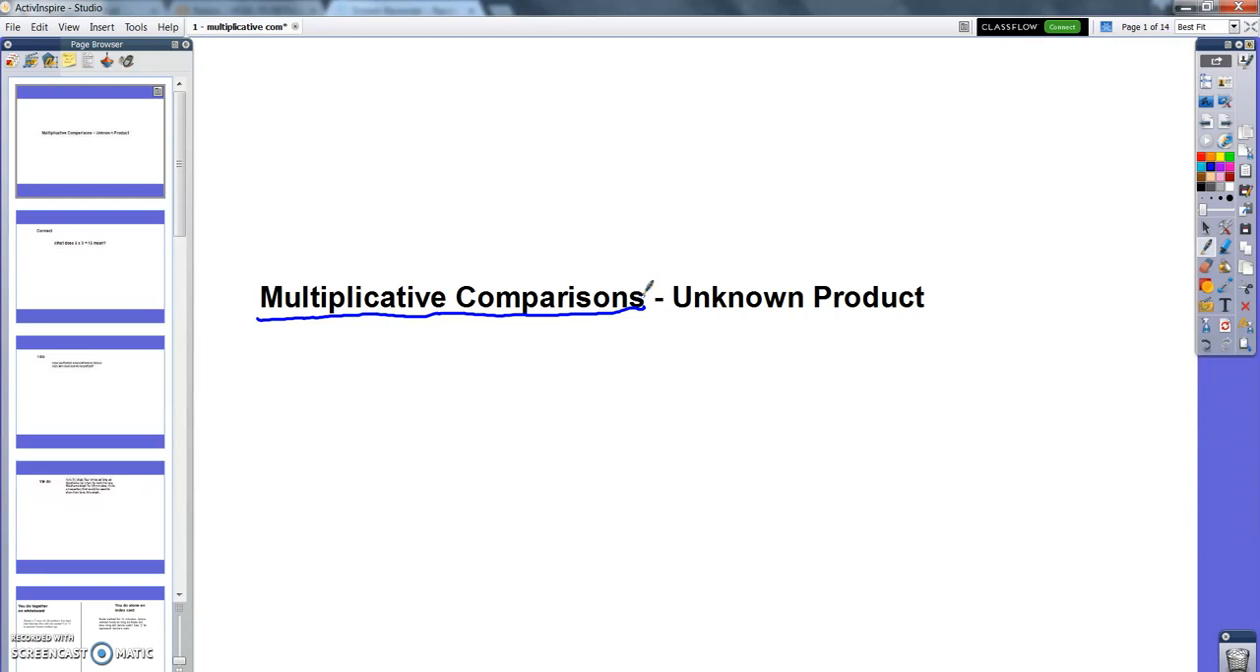So, today we're going to do multiplicative comparisons involving an unknown product. And so mark your page. When you have done so, mark your page with your pencil, close your notebook up, just think, and you can unpause when you're ready.